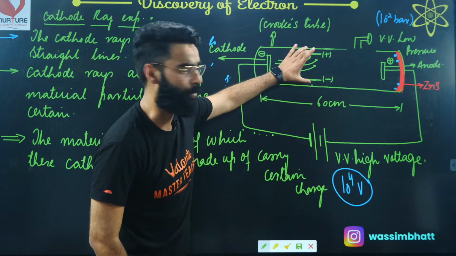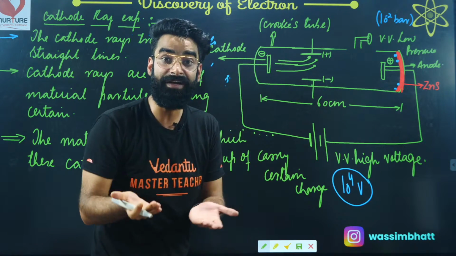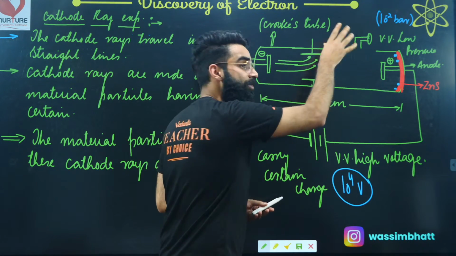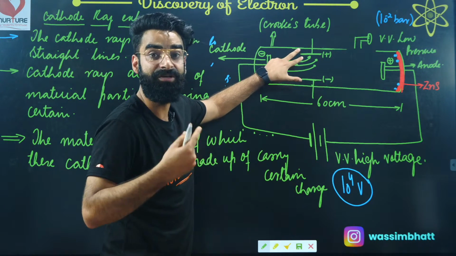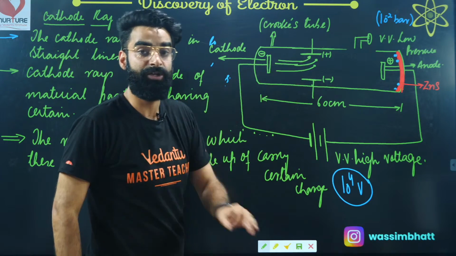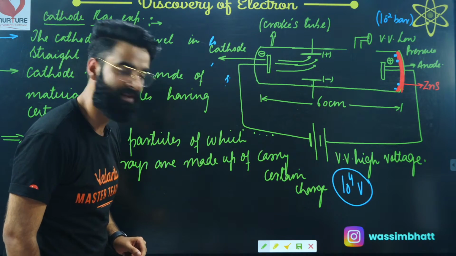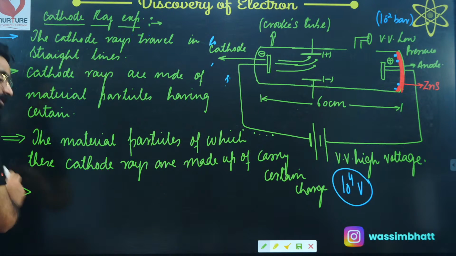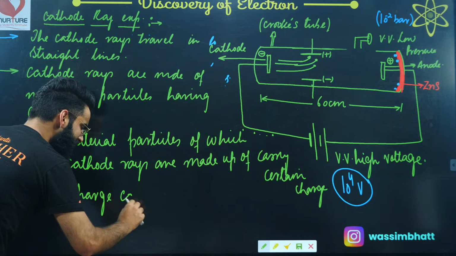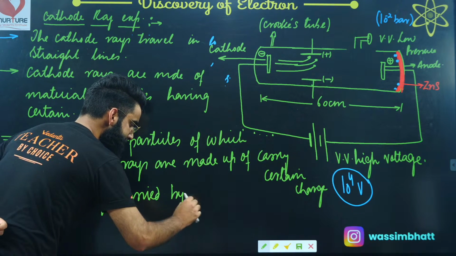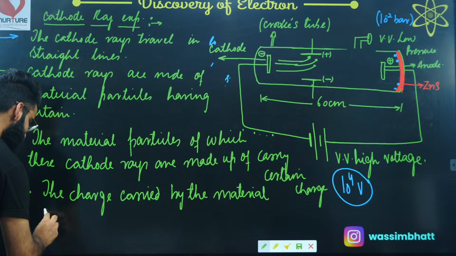See, he kept 2 plates over here, one carrying positive charge, one carrying negative charge, right? And when he turned the battery on again, he saw the cathode rays being deflected towards the positively charged plate, which is only possible if the material particles of which the cathode rays are made up of carry negative charge. So one more conclusion he gave: the charge carried by the material particles is negative.